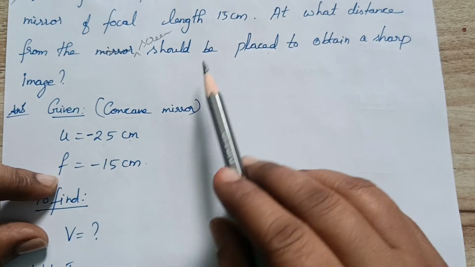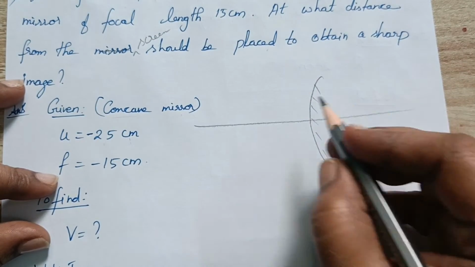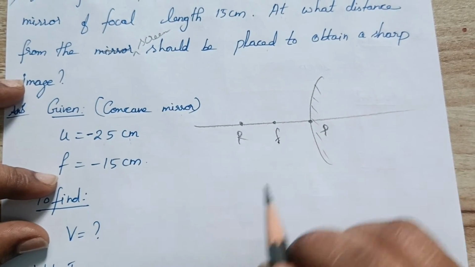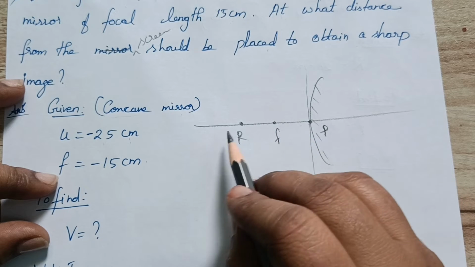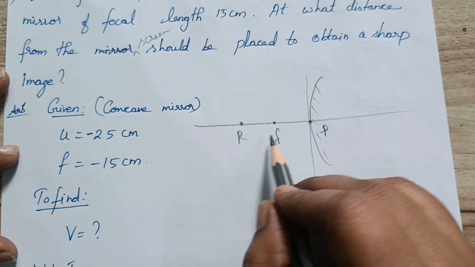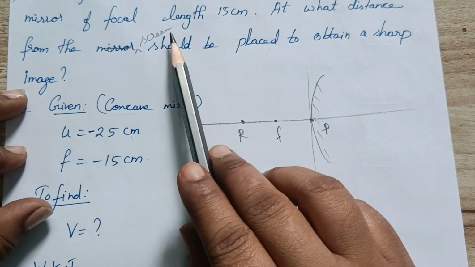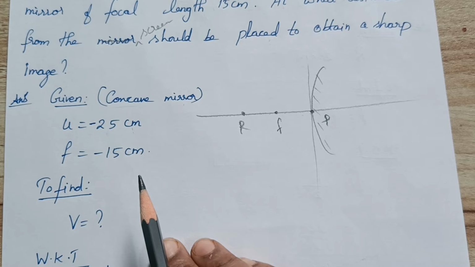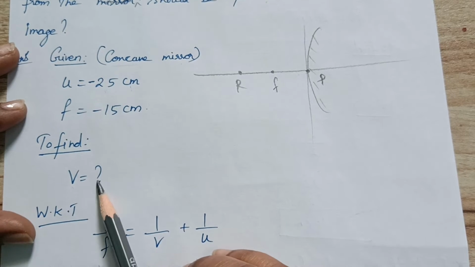Okay, f. Since it is a concave mirror, this is your pole, and for example this is your radius, then your f will be here. So you have to use the Cartesian convention, right? So f is placed on the minus side of the x, so minus 15 centimeter. At what distance from the mirror should the screen be placed to obtain a sharp image? That is, where the image will fall, so that if we keep the screen there, you can get a clear image. So we have to find the distance of the image from the pole.